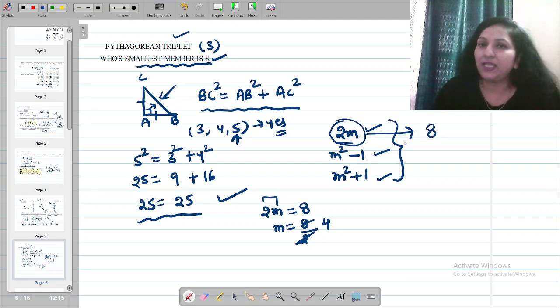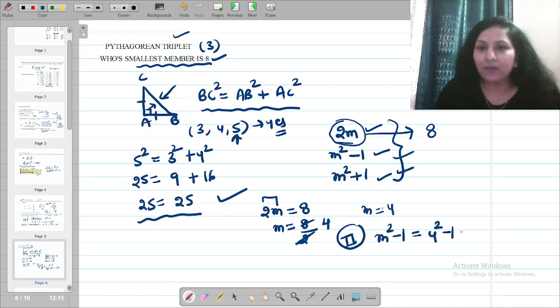One number is already there. You need to find the other two numbers. To find both of them, you have to get the value of m. We have calculated the value of m, which is equal to 4. Which is the second number now as per the formula? It is m square minus 1. M is 4, so it is 4 square minus 1.